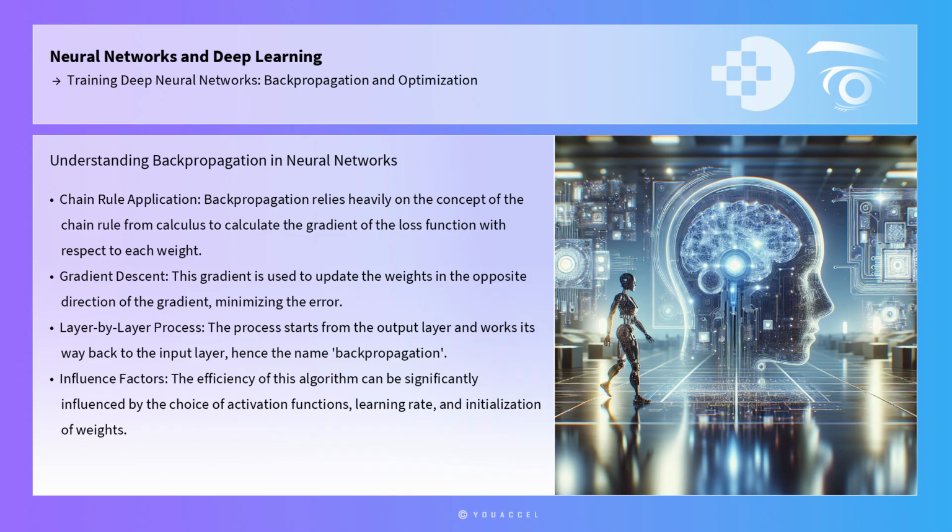The efficiency of this algorithm can be significantly influenced by the choice of activation functions, learning rate, and initialization of weights. For instance, using activation functions like ReLU can help mitigate the vanishing gradient problem that often plagues deep networks.